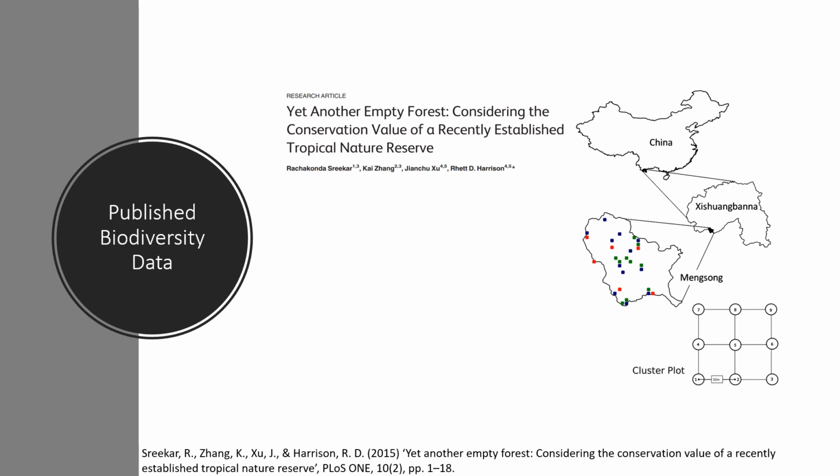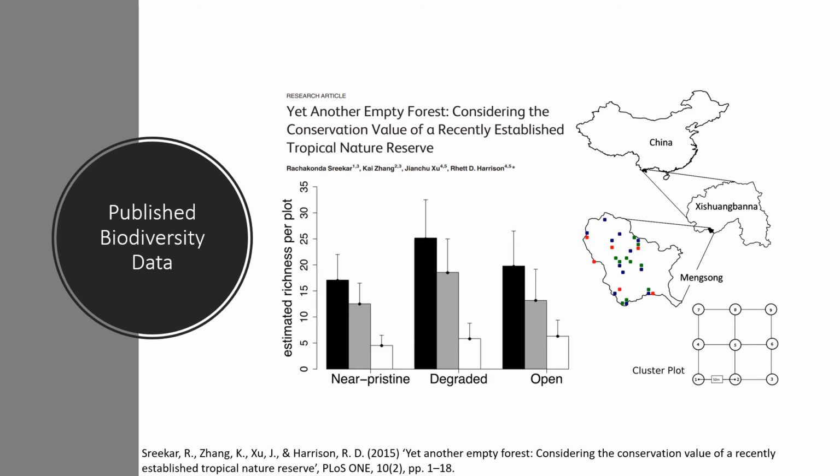Degraded habitats, which were the surrounding forests that weren't protected, and then they had open areas, which was considered farmland. And so they wanted to see if there was a difference in the richness between these three land categories. And so they came out and they published data that looked like this. So quickly break down the chart.